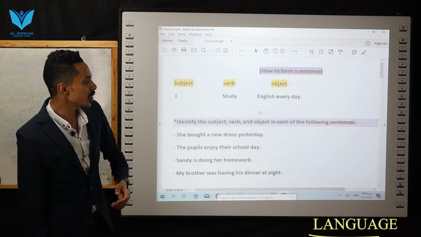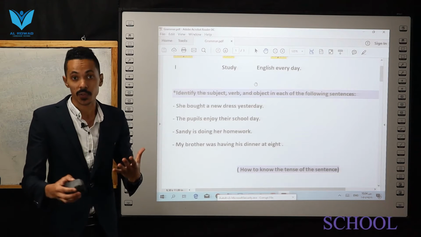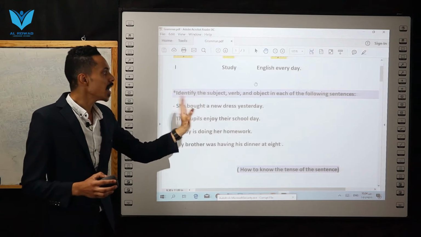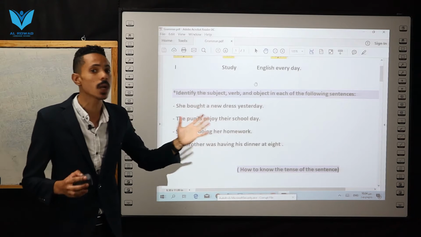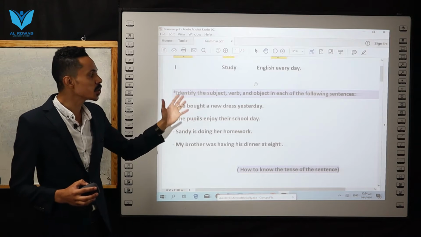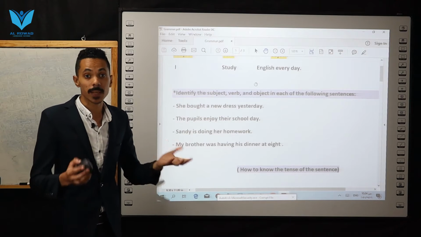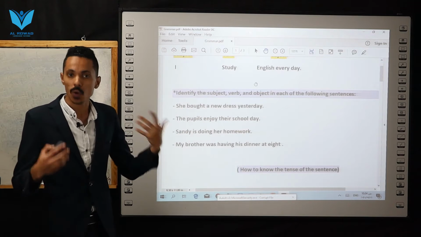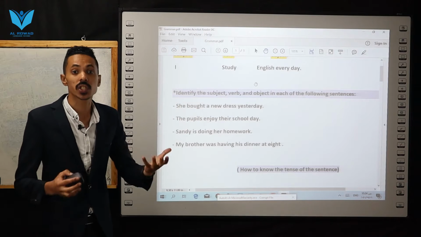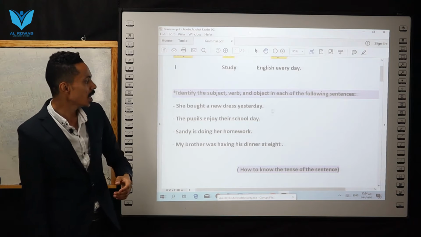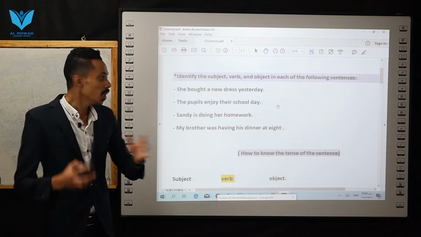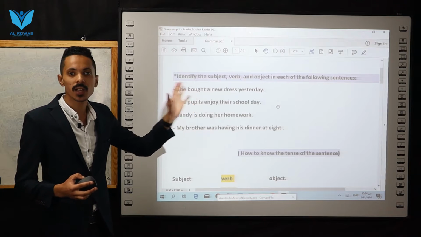Here, a question for you, and let's answer with each other. So, identify the subject, the verb, and the object in each of the following sentences. So the first one, she bought a new dress yesterday. What is the subject here? Yes, she. What is the verb? Bought. What is the object? A new dress yesterday. So now, I will give you 10 seconds to identify, means to know, the subject, the verb, and the object.